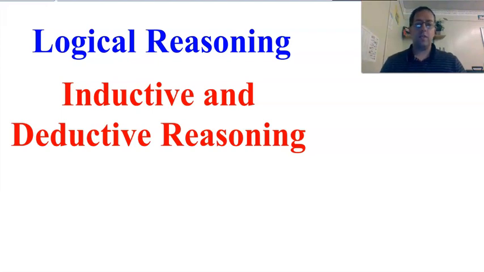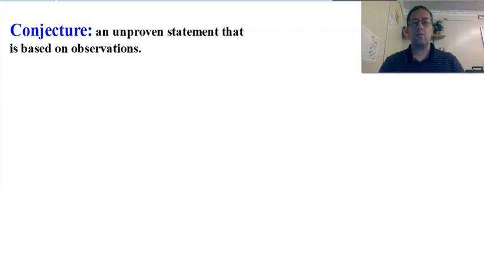Now before we get into inductive and deductive reasoning, we need another little definition here, that is conjecture. A conjecture is an unproven statement that is based on observations. It may be true, might not be true, we don't know. It's just, I saw this and so I think this might be true.